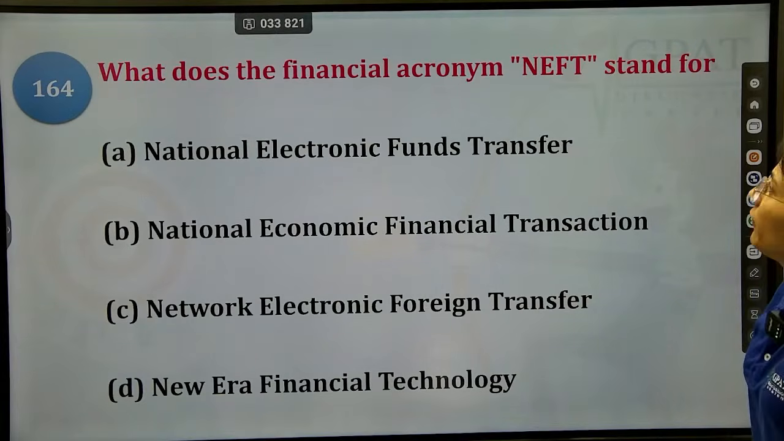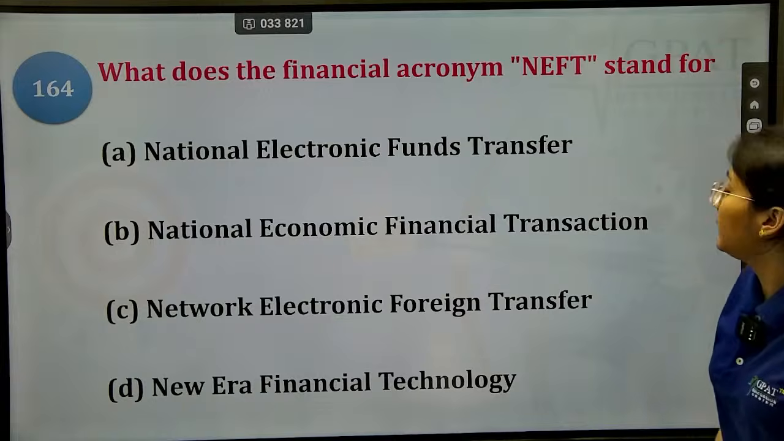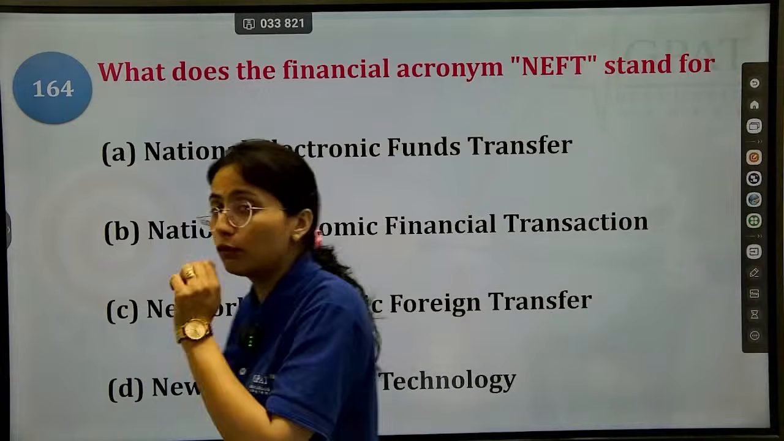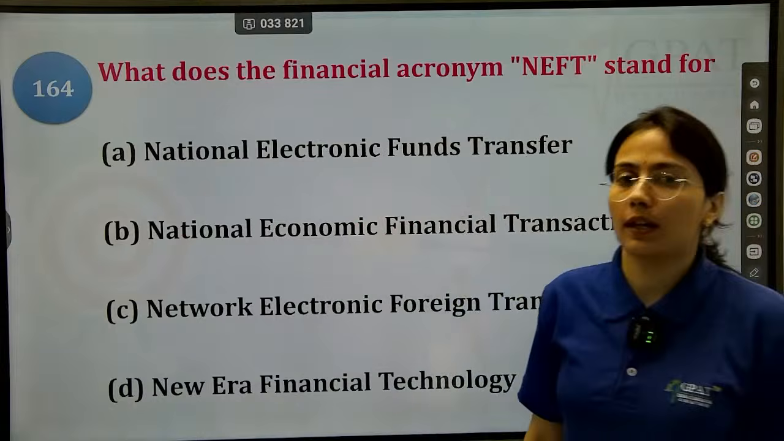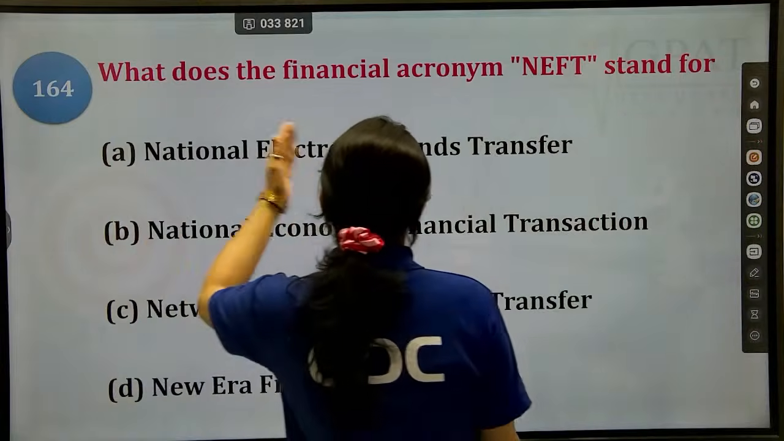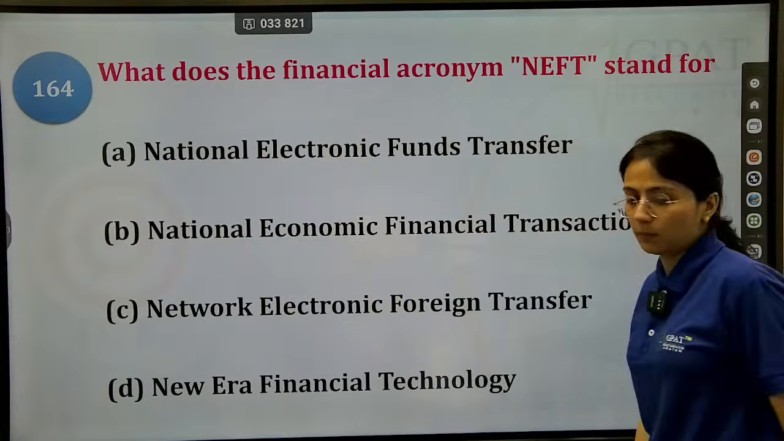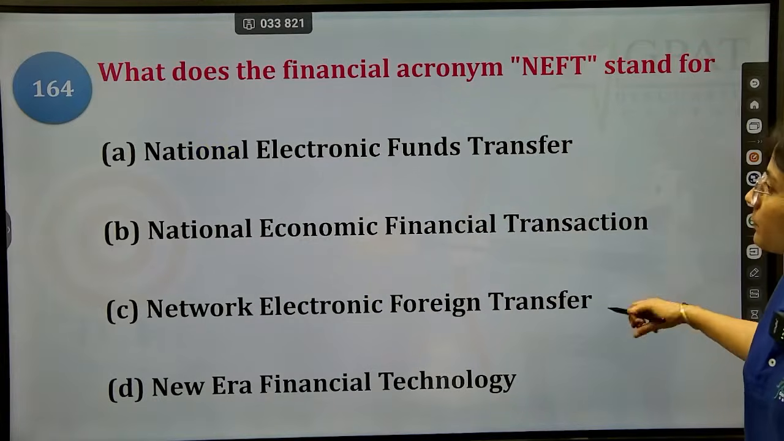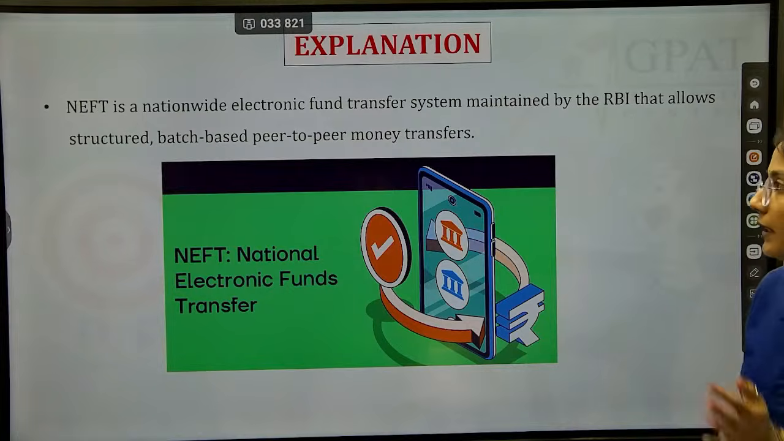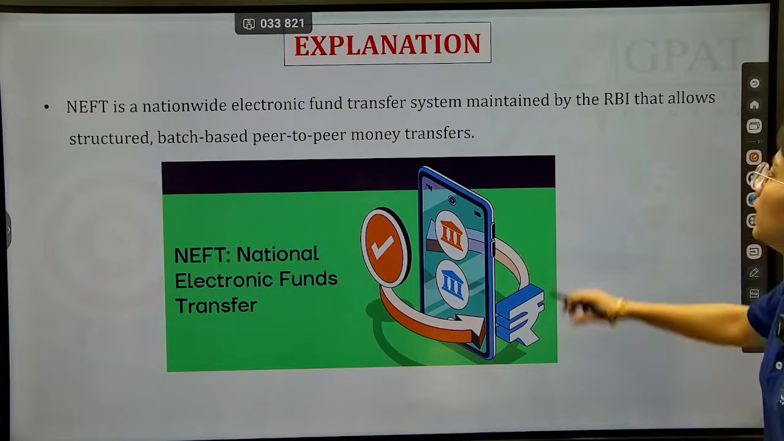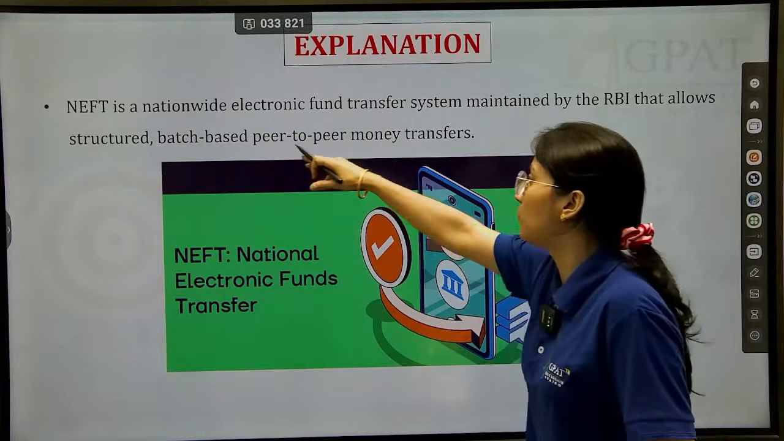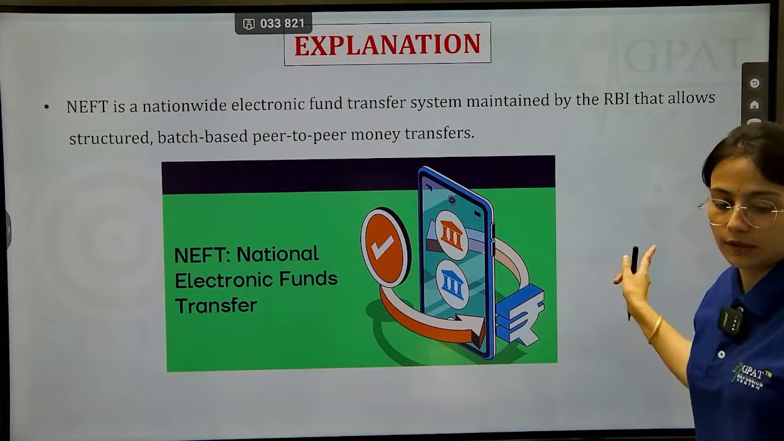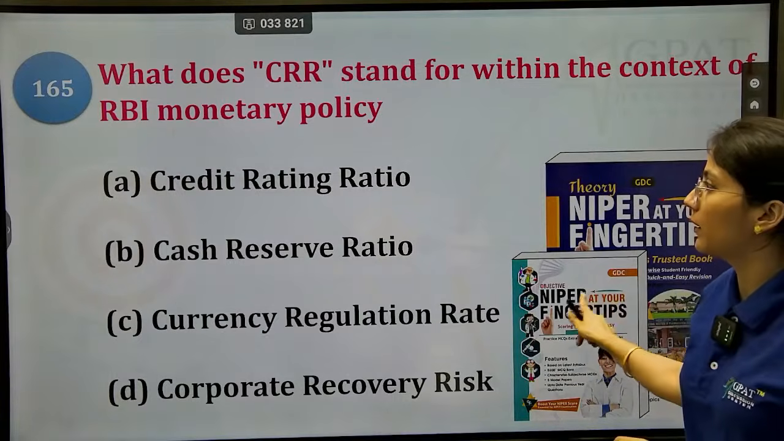What does the financial acronym NEFT stand for? So you have to give the full form of NEFT. That is National Electronic Fund Transfer. That is option number A, NEFT. NEFT is a nationwide electronic fund transfer system maintained by RBI that allows structured batch-based peer-to-peer money transfer.